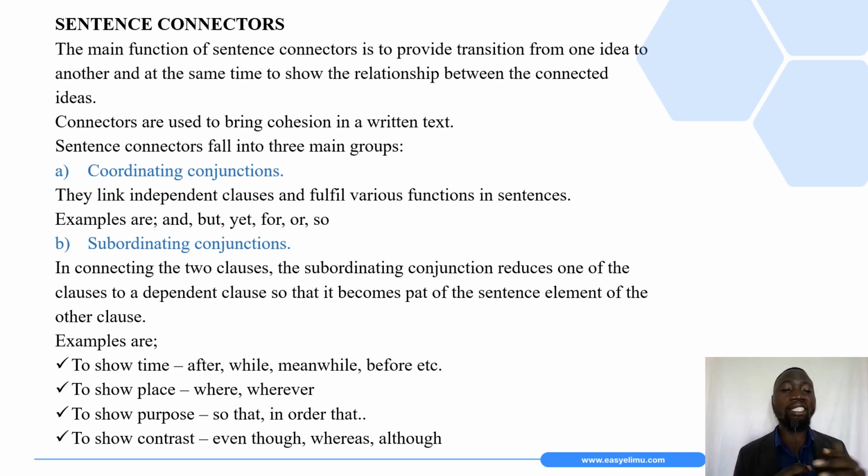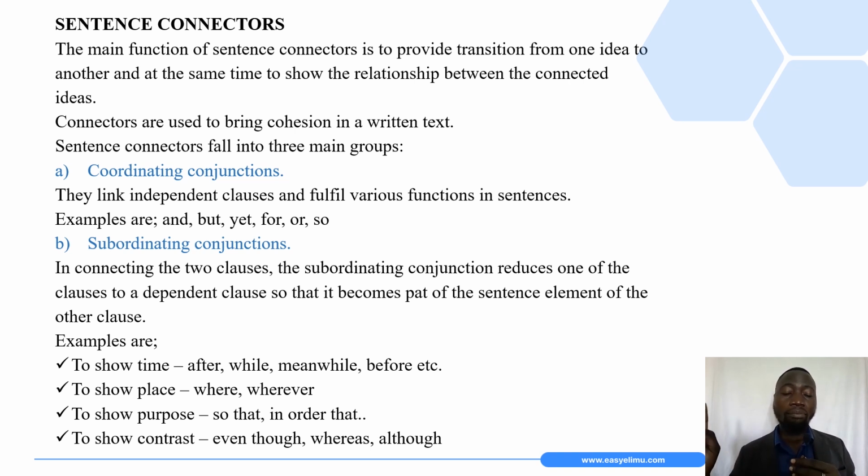So coordinating conjunctions, dear students, link independent clauses and fulfill various functions in sentences. And again, because we are dealing with sentence connectors, it is important that you remember what we previously covered under clauses. That is, you're supposed to know what independent clauses are, and you are also supposed to know what dependent clauses are, that is, differentiating the two. So the examples of the coordinating conjunctions that we have are and, but, yet, for, or, so.